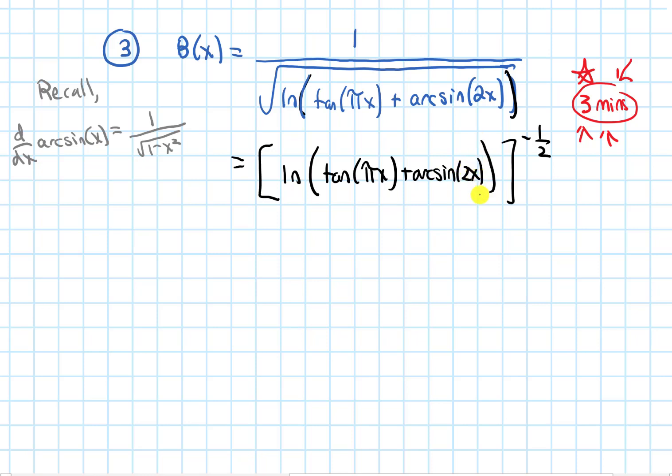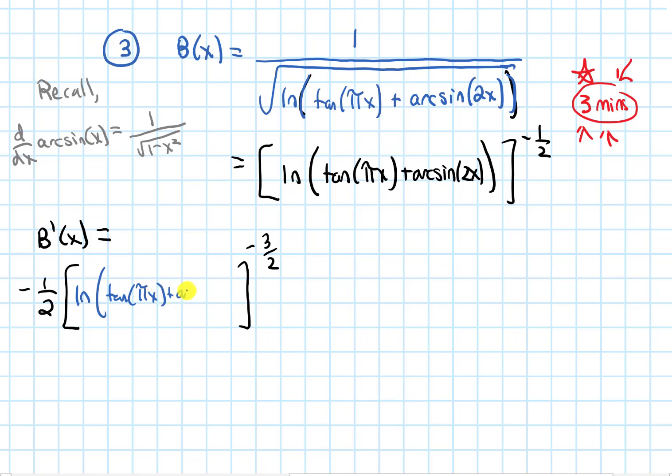All right, so now when we start this derivative, when we're at b prime of x, what is that going to be equal to? Well, I deal with the outside thing first, which is this negative 1/2 power. That negative 1/2 is going to come down. And I'm going to leave a big old space here. And I subtract 1 from the power to make it a negative 3/2. And the chain rule says, when you deal with that outside thing and you do its derivative, keep plugging the same inside thing in. So I'm going to keep plugging in this whole ln of tangent of pi x plus the arcsine of 2x.